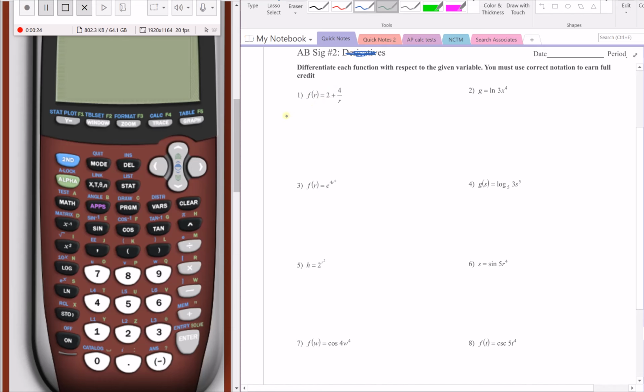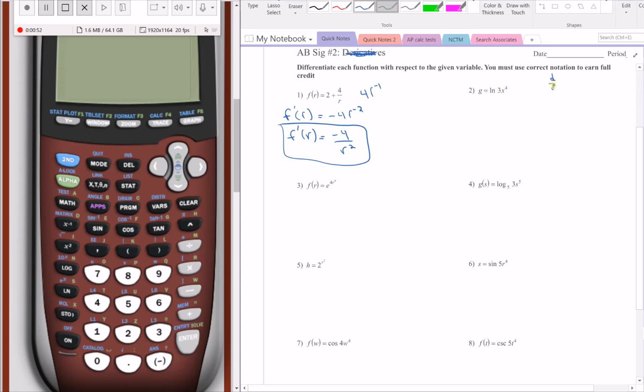Because it's in function notation, we're going to say f prime of r equals, well, the derivative of 2 is 0, so I'm not going to write that. I need to take a derivative of this, which means I'm going to go ahead and rewrite it first. It's going to be 4r to the negative 1. Bring down that negative 1. Subtract 1 gives me that. And again, we need to simplify, so this is going to be negative 4 over r squared is the answer to that.